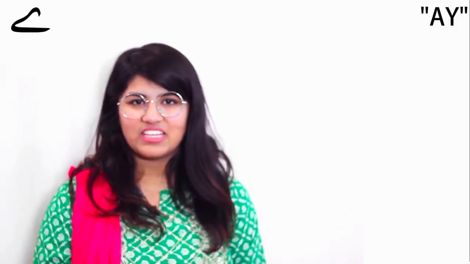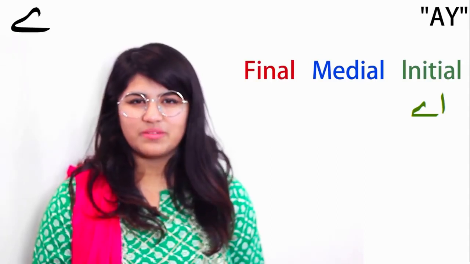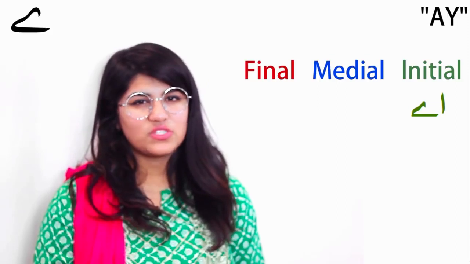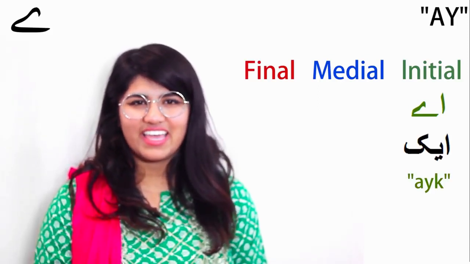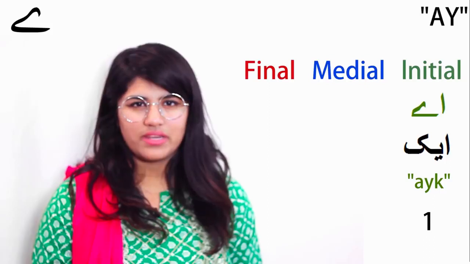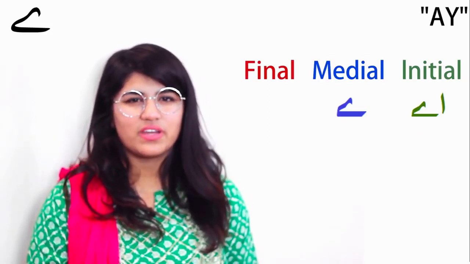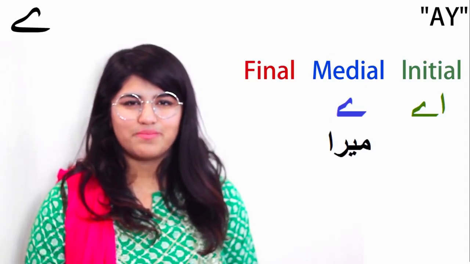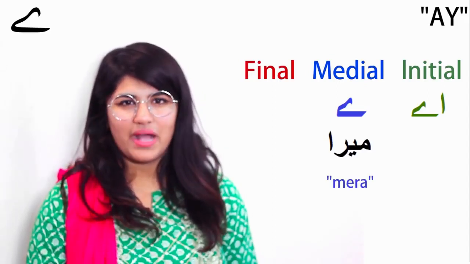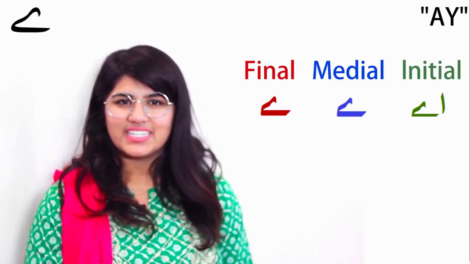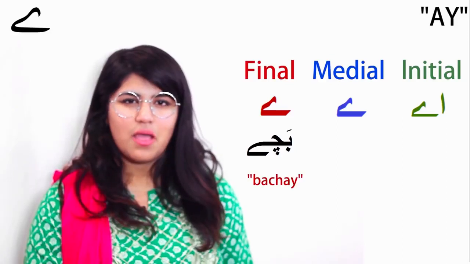Next are the vowel sounds with bariye. So this first sound is E. For the initial position, it's an alif with bariye. The first word is ek. Ek means one. For the medial position, we just have bariye, and the word is mera. That means my. For the final position, you end it with bariye, and it's bache.